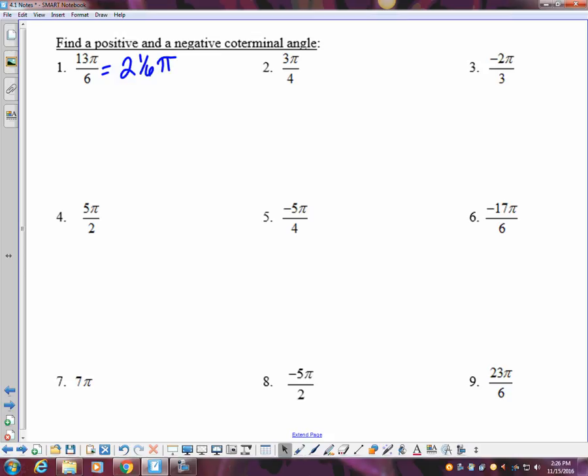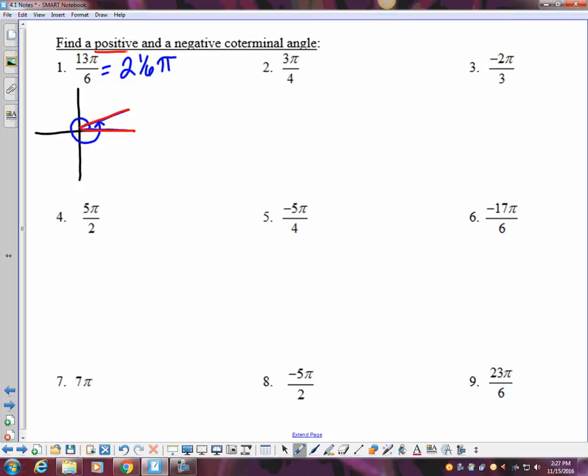Okay? So I'm going to baby graph it. So 2 1/6. Okay, so here I start. 1, 2, and 1/6. Like 1/6 of a piece of pie is tiny. So there is my angle, the angle I'm giving you. You now have to give me a positive and a negative coterminal angle. So that means we have to start at the same place. We have to end at the same place. But you can't give me 13 pi over 6. You can't give me the angle I gave you.